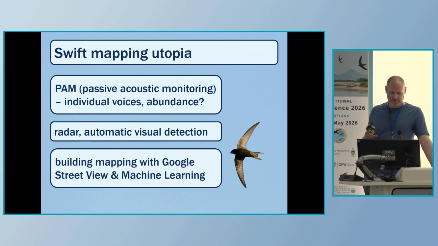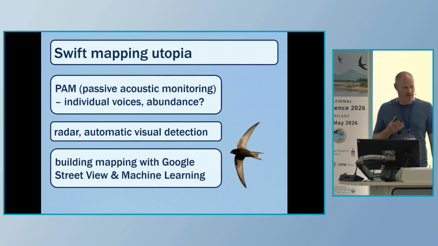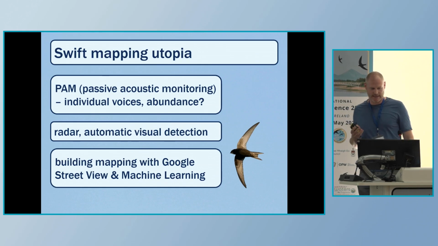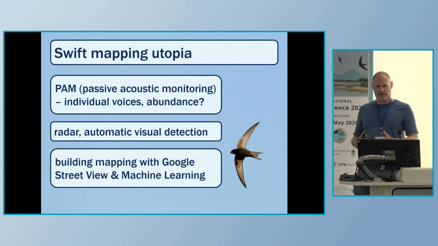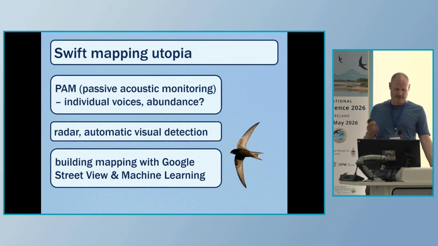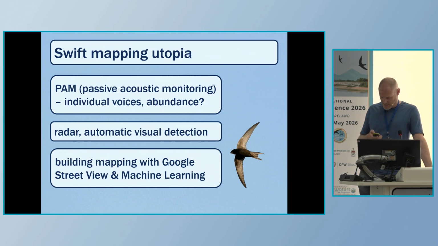You can do the building mapping with Google Street View and machine learning, so with an automated process. This already works quite well with road damages. So maybe in the future you can have a Python script or whatever, and with machine learning you do a whole city in an automated process, so that you can have a list of buildings which are suitable for Swifts, and then you count the nest sites at these buildings. So maybe this can be a method in the future.